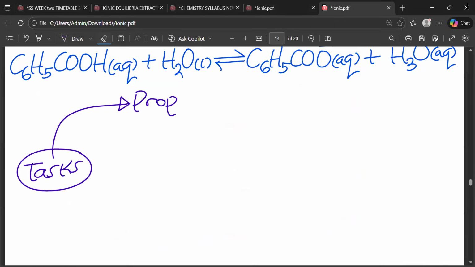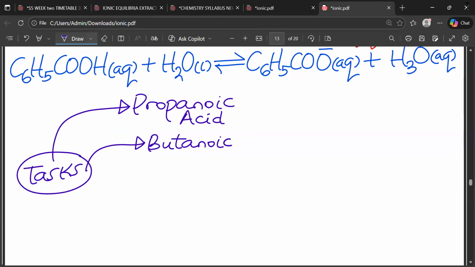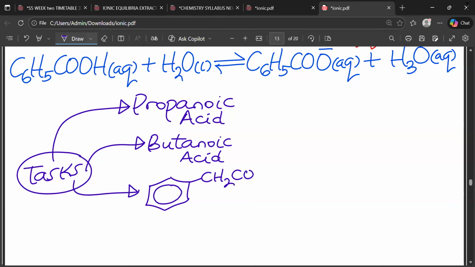So I'll be happy when I see these equations in the discussion group. Now here, let me give you the name to confuse you. So phenyl ethanoic acid.